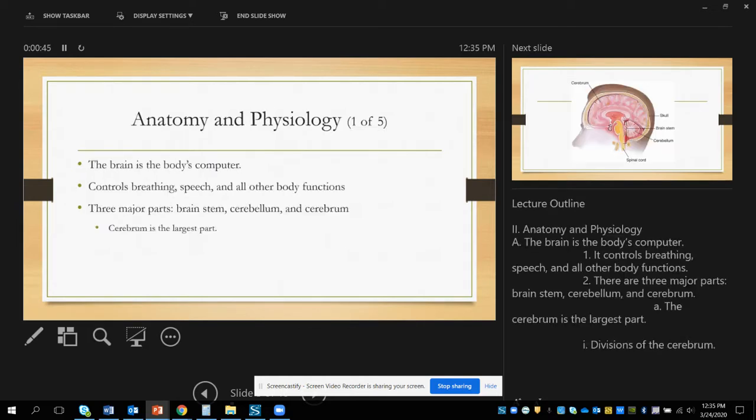Let's look at some anatomy and physiology really quickly. So the brain, of course, is the body's computer, and that controls breathing, speech, and all other bodily functions. And the three major parts of that brain are the brainstem, the cerebellum, and the cerebrum. And you're going to see some test questions that ask about this. So let's take a look at it on a picture.